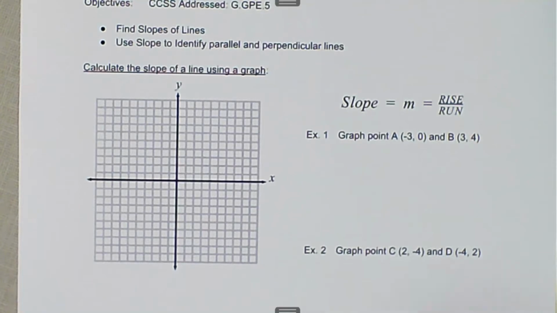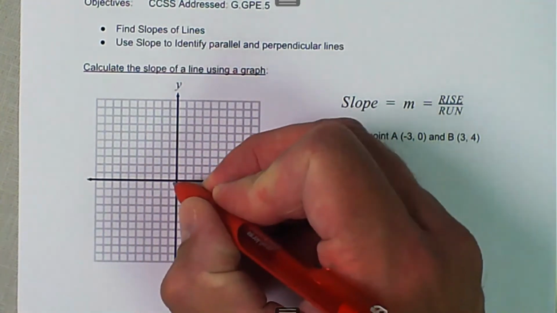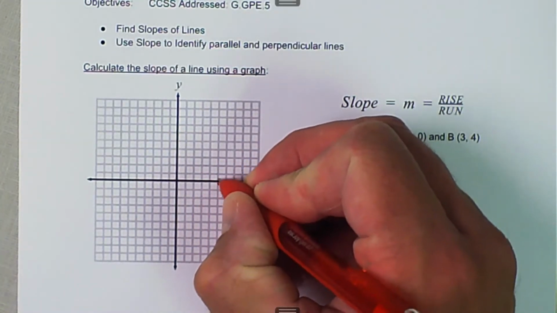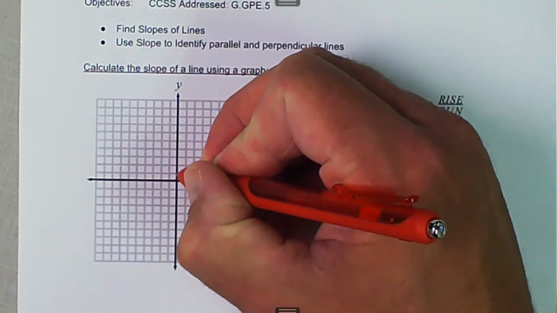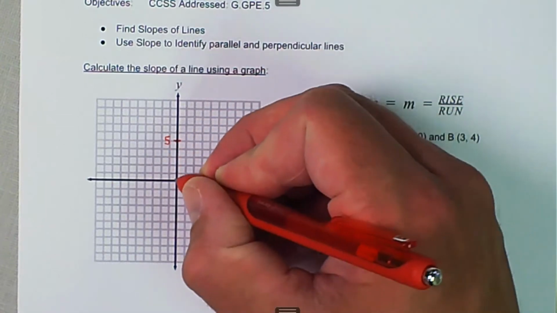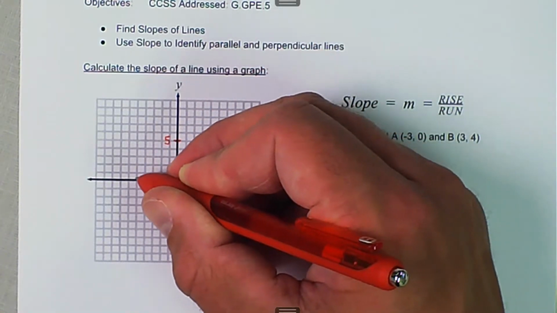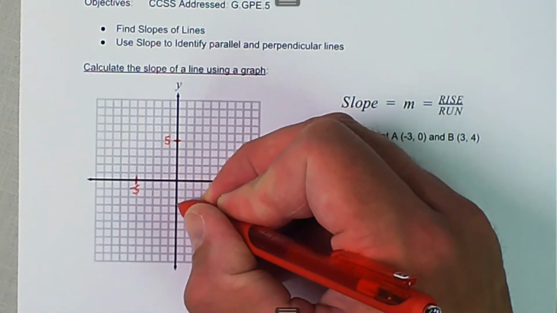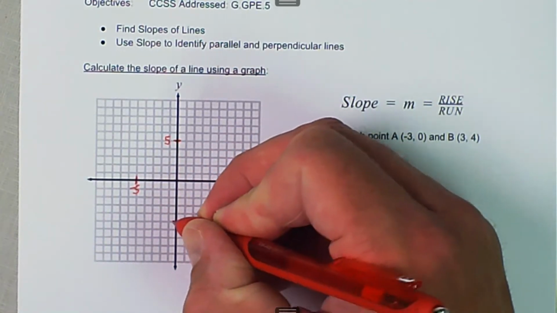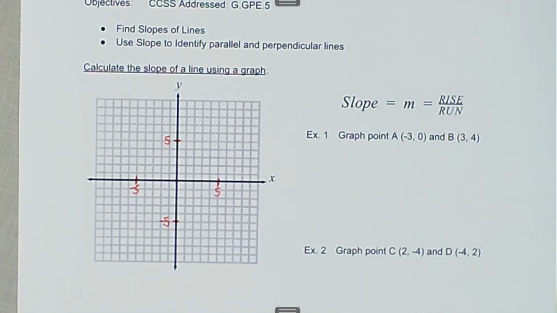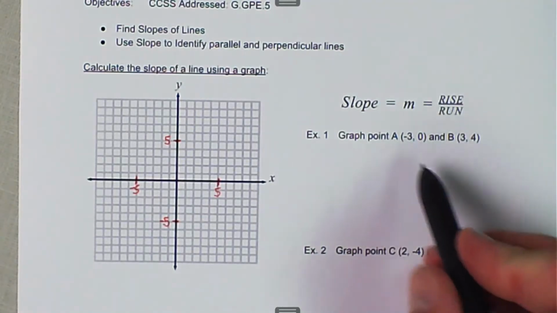So we have A, and we don't have this marked, so we should mark out what our grid is. And I'm going to count by 1. So 1, 2, 3, 4, 5. 1, 2, 3, 4, 5. 1, 2, 3, 4, 5. 1, 2, 3, 4, 5. And then we can graph point A and point B.